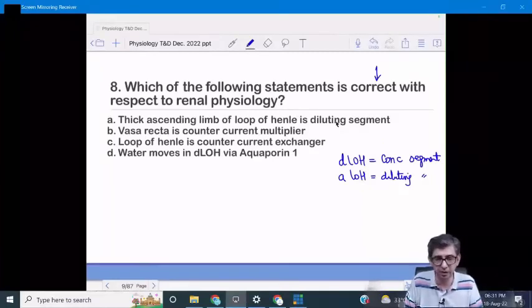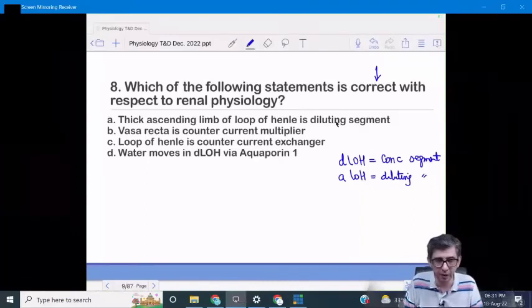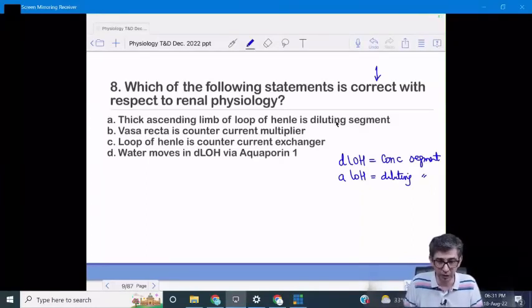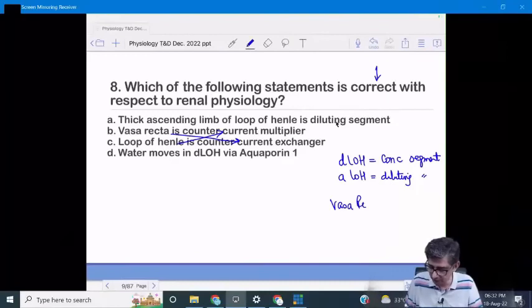Vasa recta is the counter current multiplier and loop of Henle is the counter current exchanger. Now the issue in options B and C is that the data is switched. Vasa recta are the blood vessels, and they are actually the exchanger. And loop of Henle is the counter current multiplier. So the data is inverted, and I'll write the correct data here so that we can retain it as long-term memory. Vasa recta is actually a network of blood vessels.